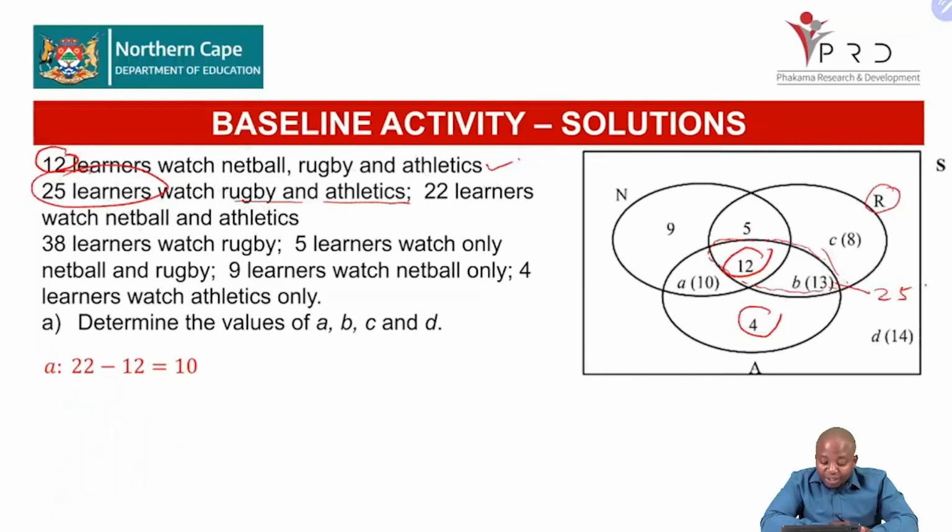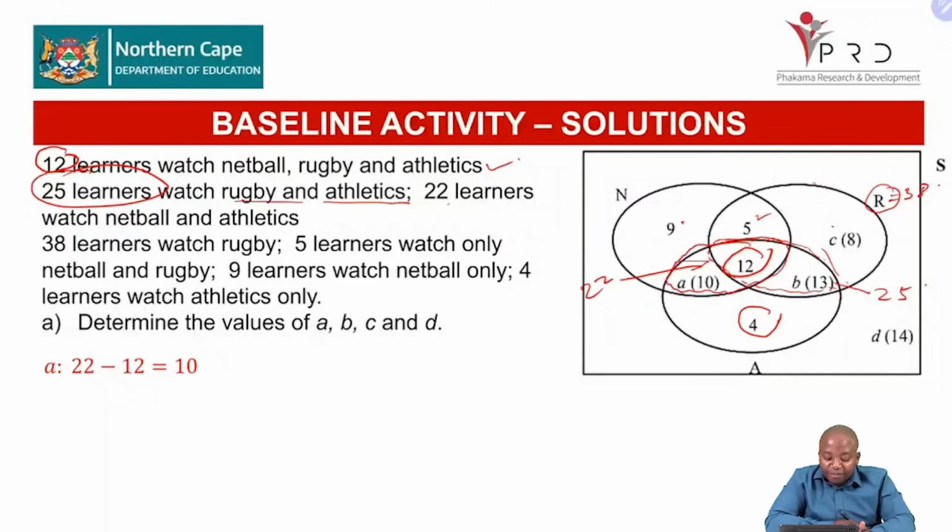And we are now told that 22 learners watch netball and athletics. So this whole intersection, which is between N and A, netball and athletics, we are having a total of 22. Then we are told that 38 learners watch rugby. So 38 learners watching rugby, it is the whole of R. Then we are told that 5 learners only watch both netball and rugby, and 4 learners only watch athletics.